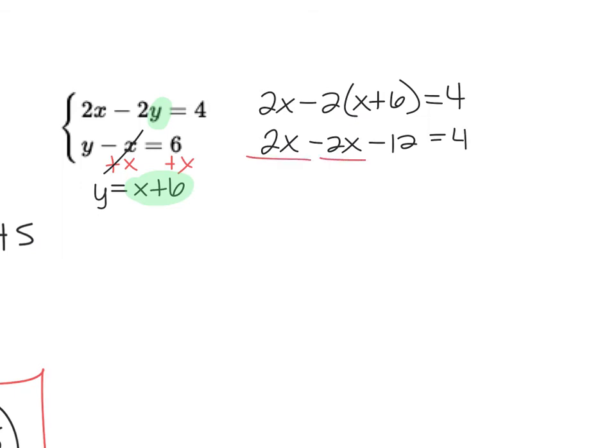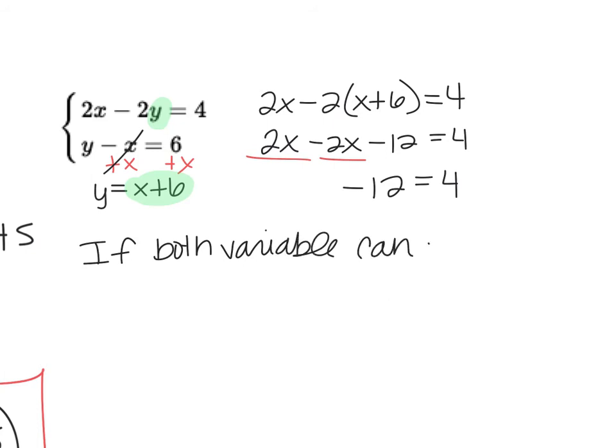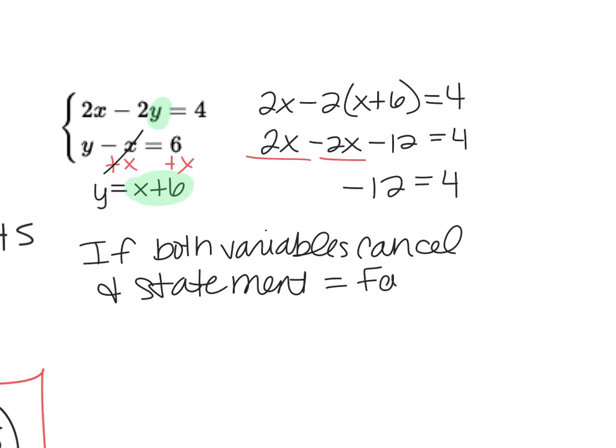Okay, combine your like terms. 2x minus 2x, well, that's just 0x. So you're left with negative 12 equals 4, right? That's weird. When you get to this point, if both variables cancel and you have no variables left, and the statement is false, like this one, negative 12 does not equal 4, that means there are no solutions. I would definitely write this down.